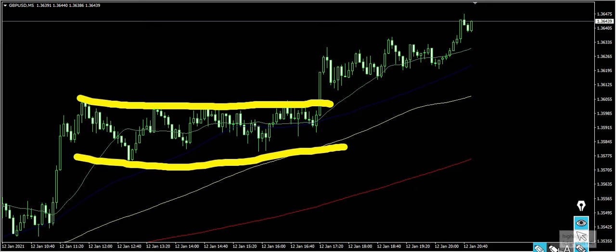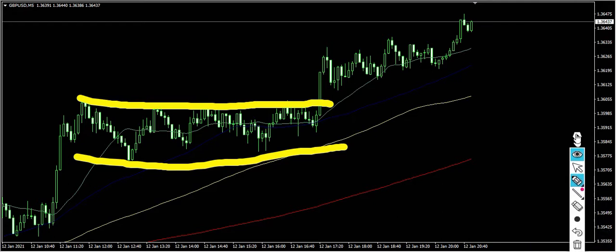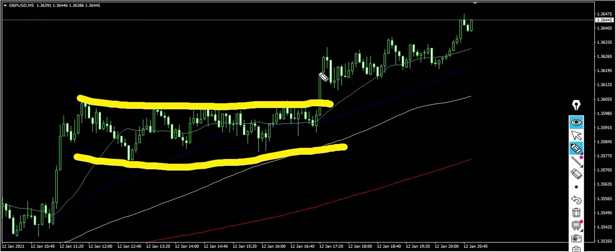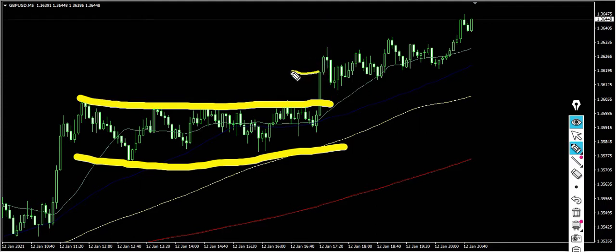So what you have to do is simply wait for the consolidation to break, and once the consolidation is broken, like in this area here, so here you buy. Okay, so here you buy and place your stop loss within the consolidation.